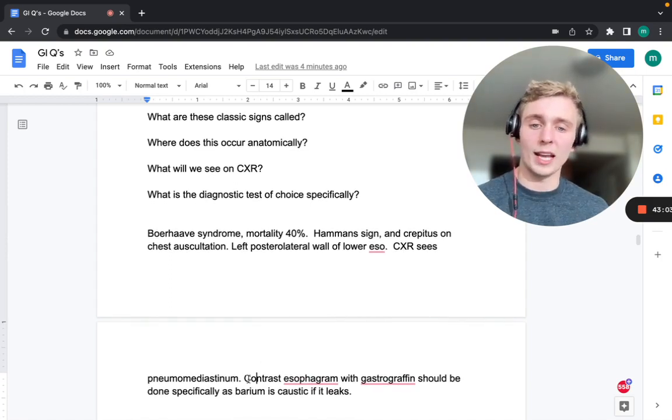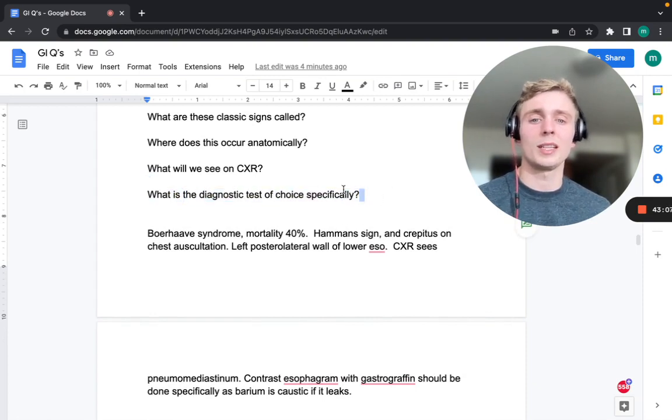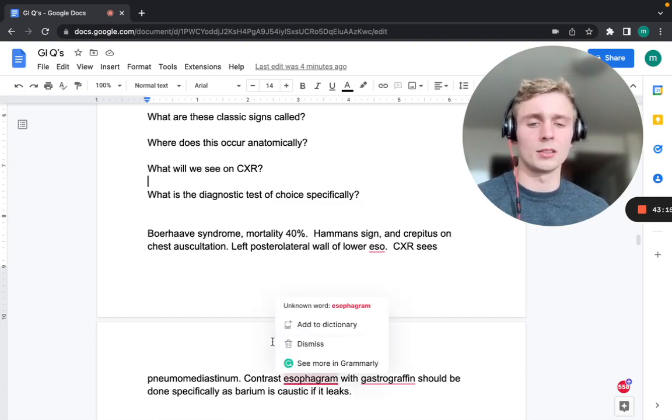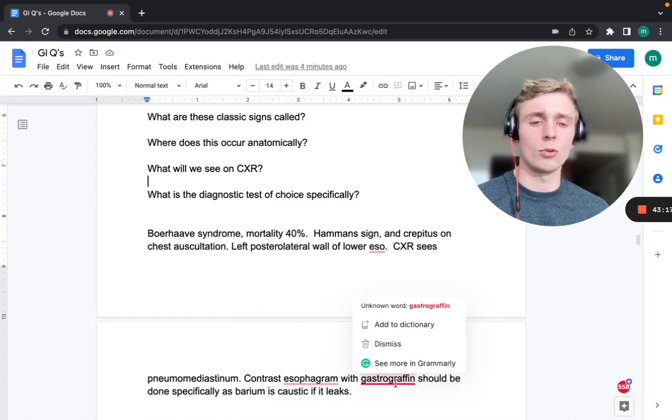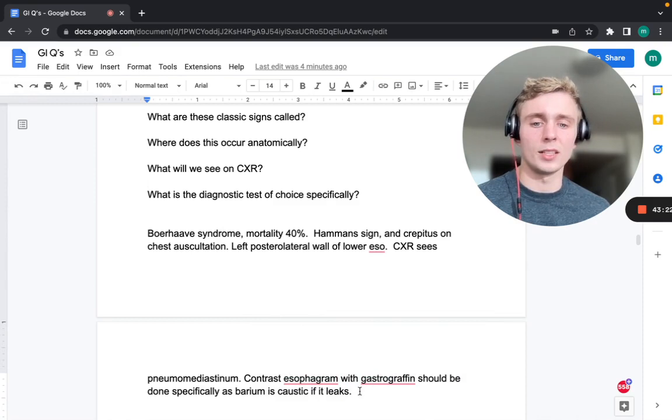Contrast esophagram with gastrographin should be done. This is important to know as the diagnostic test. We need to see what's going on with the esophagus. We want to do esophagram, but we don't want to use barium because barium is caustic. If it leaks into the lungs, it can damage the lungs pretty severely. So we want to do the gastrographin, which is not as toxic if it does extravasate from the esophagus.